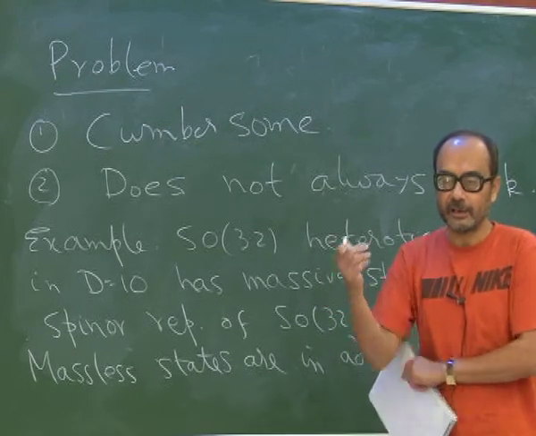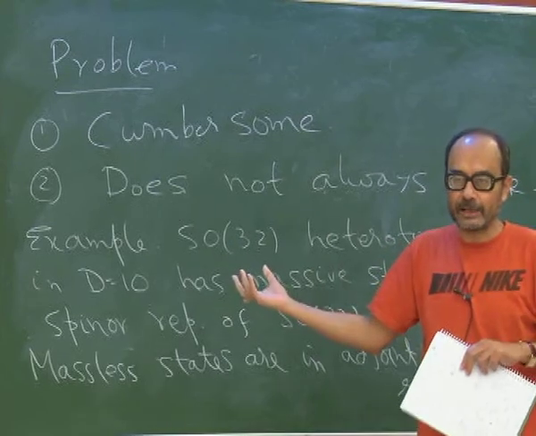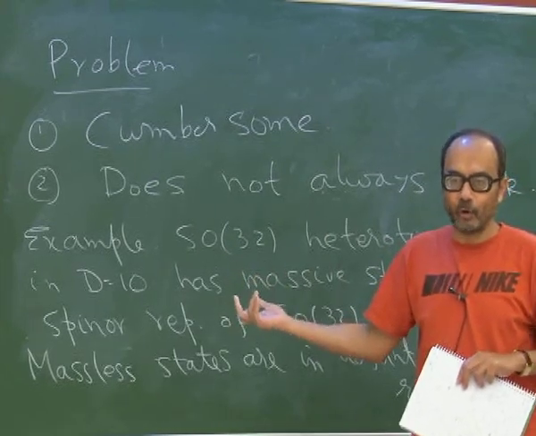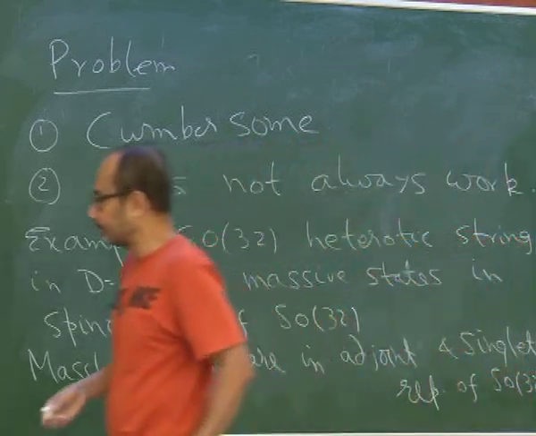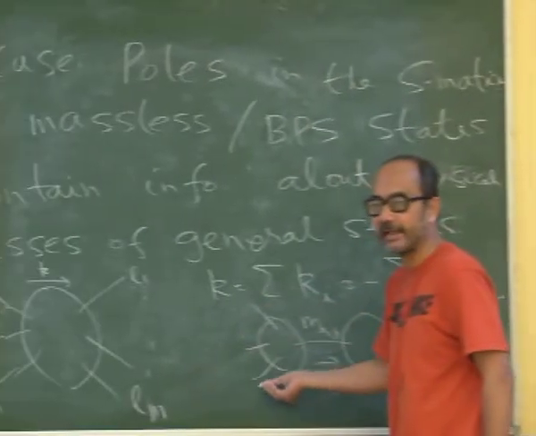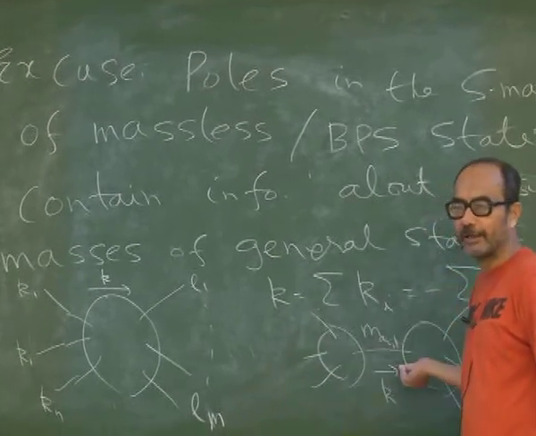So if you scatter massless states and try to get this SO32 spinor, look for a pole corresponding to the SO32 spinor state, you will never find it, because suppose all these states are in the singlet and adjoint representation, then SO32 group theory prevents the production of a spinor state.